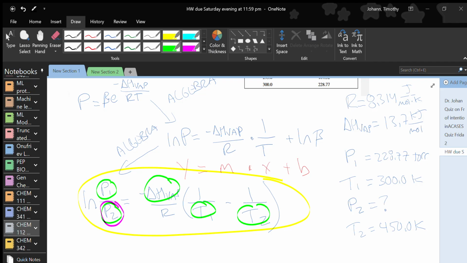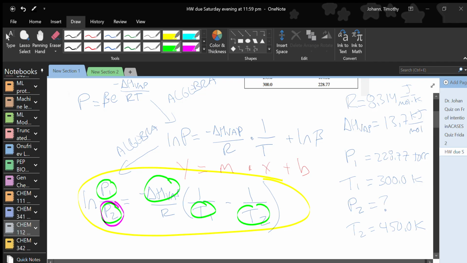Okay, so let's go ahead and do that. We've got all our pieces over here. All right, so the first thing I want to do is put all my numbers in, and hopefully I can combine some of them so I don't have to worry about it so much.